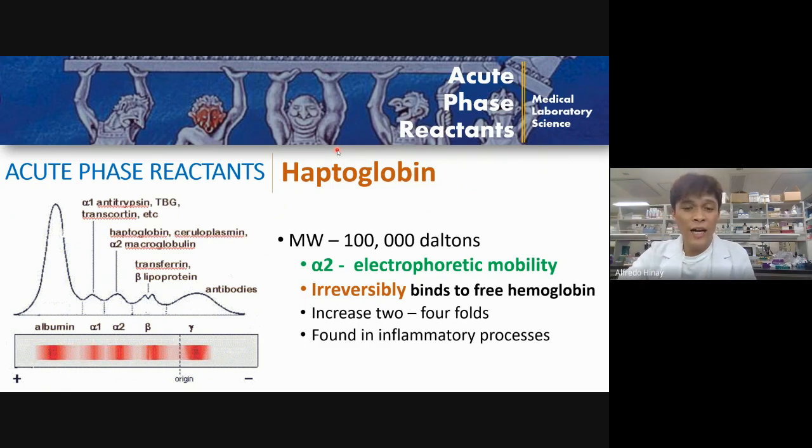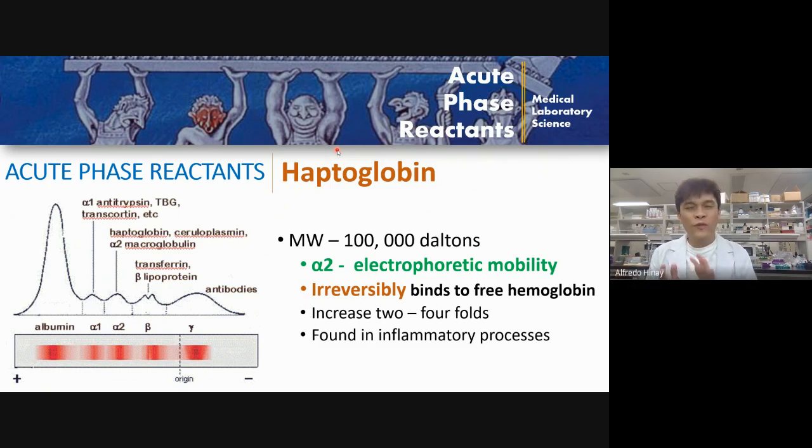Your haptoglobin irreversibly binds to the free hemoglobin. This is a good term, irreversibly, class. It means that when they bind, they can no longer be separated. They increase 2 to 4-fold during inflammation. For example, in hemolytic anemia or any other active inflammation that involves the disruption of your red blood cells that will release your hemoglobin, then you have your haptoglobin.